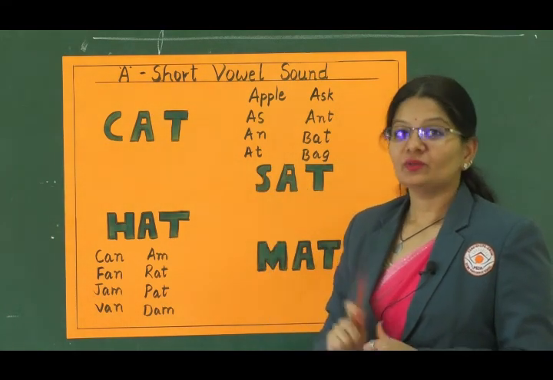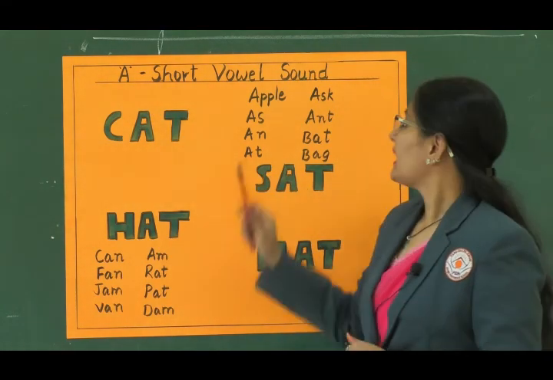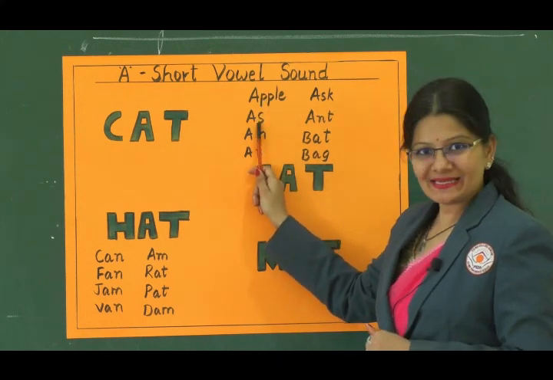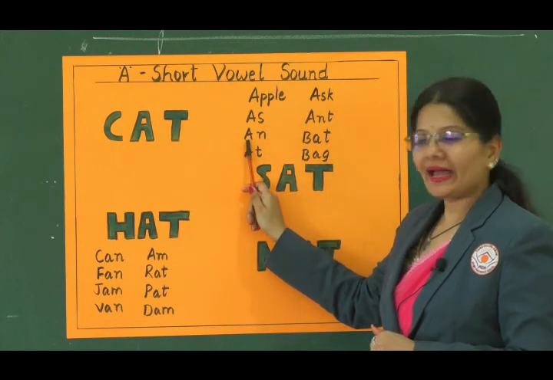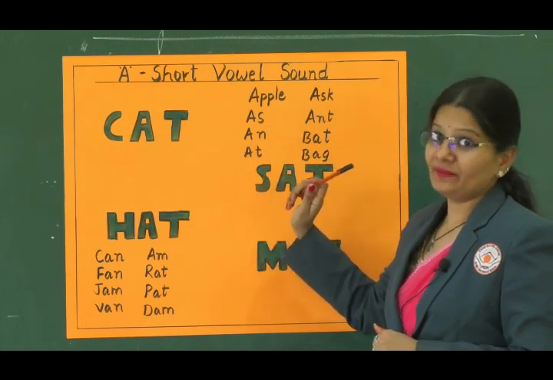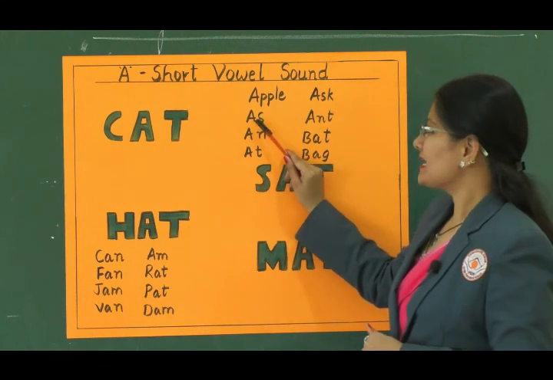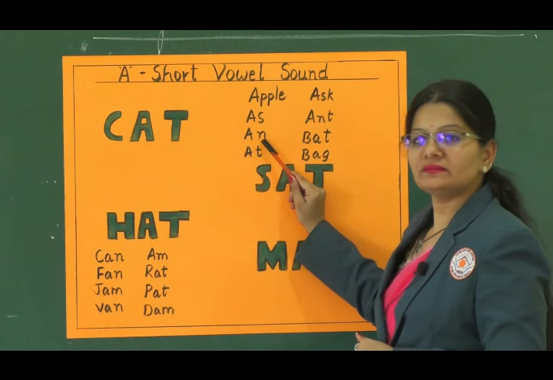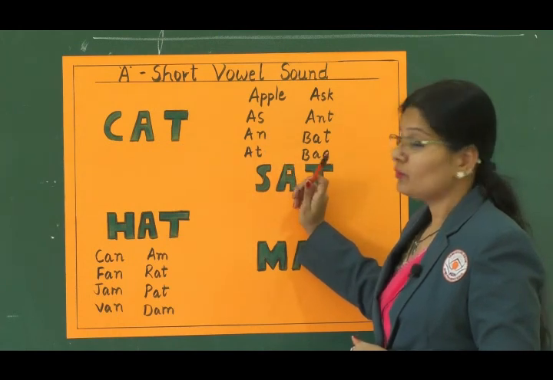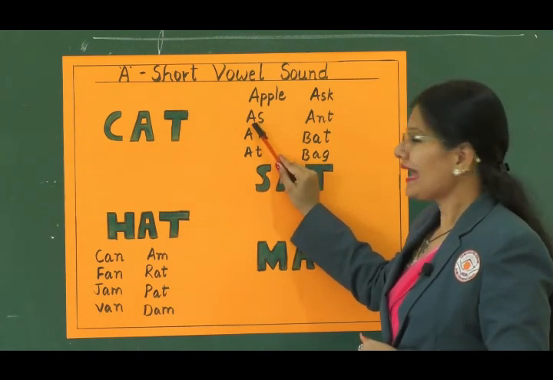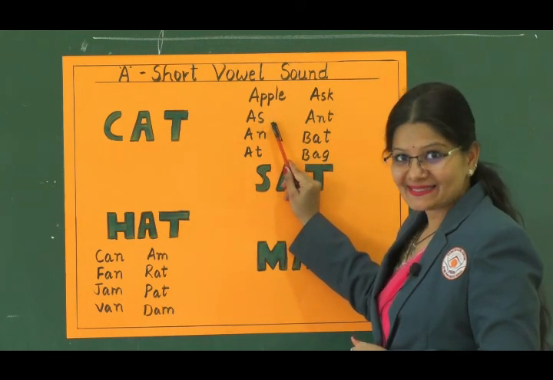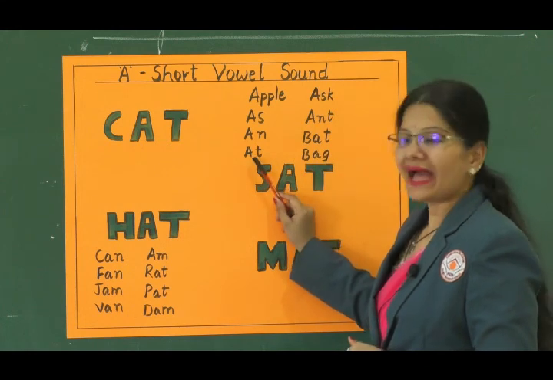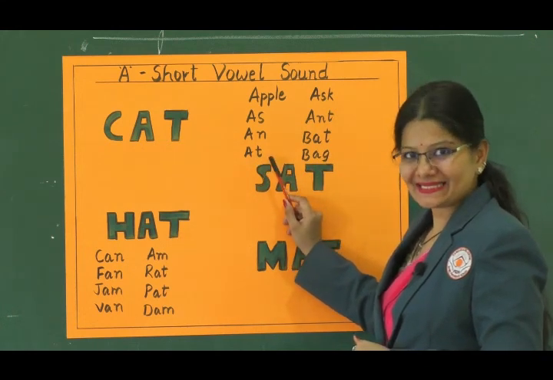A. What is it? A. A as in apple. A as in as. A as in an. Now we're going to practice this. A s as. A n an. Repeat now. A s as. A n an. A t at.